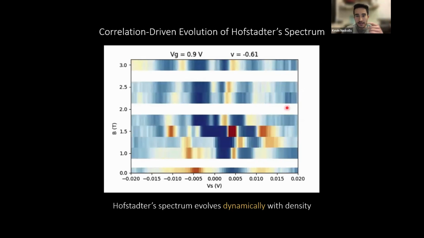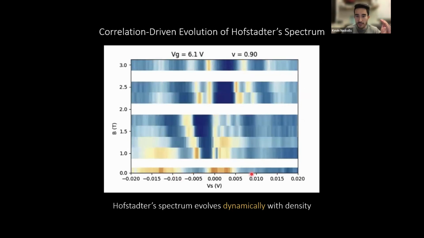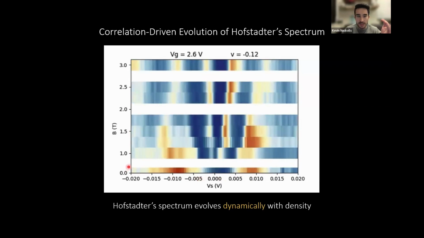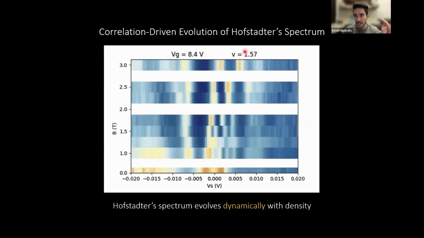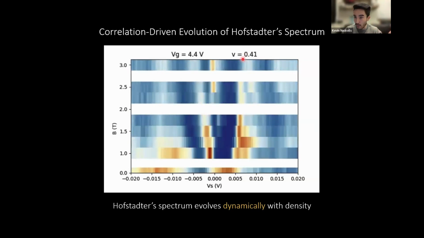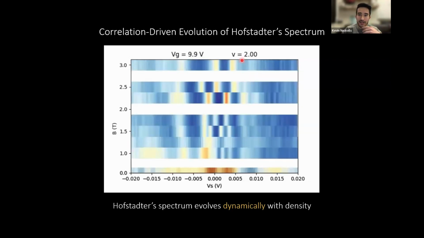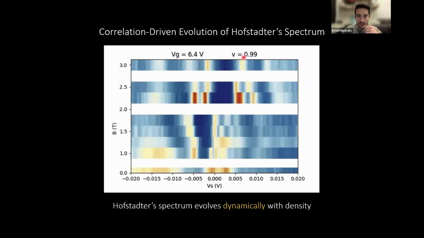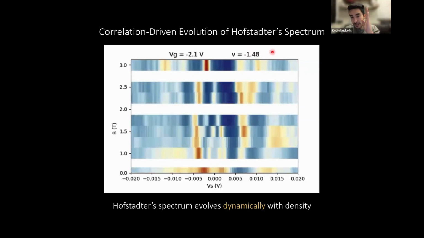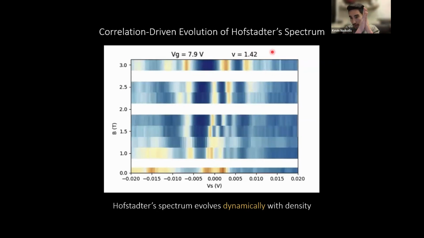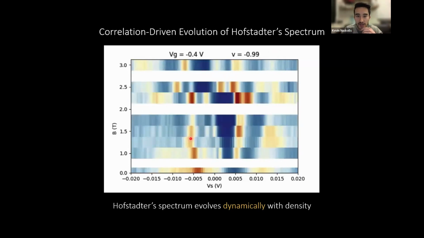So this movie shows the spectroscopic measurements that we took at a series of magnetic fields as a continuous function of density here. So this is somewhat equivalent to a low resolution version of Hofstadter's spectrum. There are a couple of features that I really love about this movie. So one is that you'll see Hofstadter bands that when gated to the Fermi level, they'll split and they'll close at the Fermi level due to exchange interactions, due to electron-electron interactions.